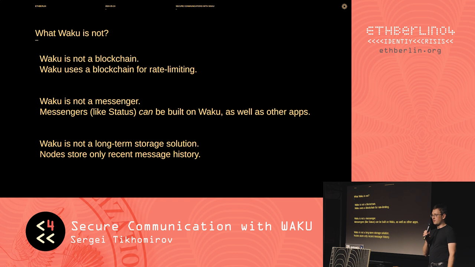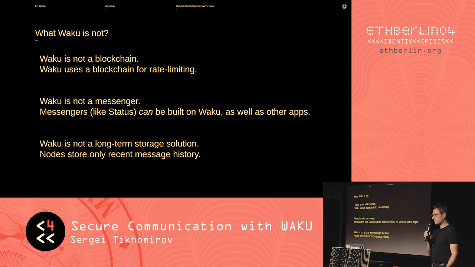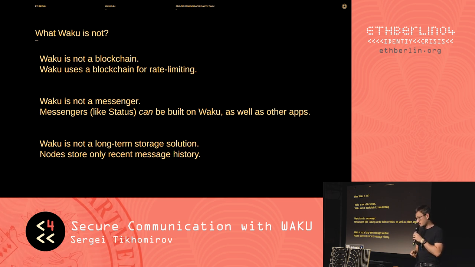First of all, Waku is not a blockchain. Waku uses blockchains in some way. I will explain later how exactly, but we don't have our own token. We don't have consensus. We are a messaging layer or a data communication layer for dApps or just apps in general that want to use private communication.